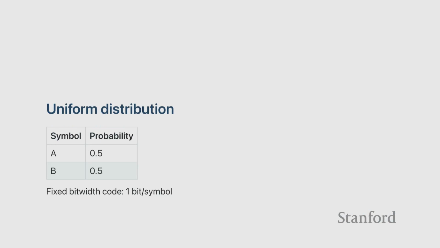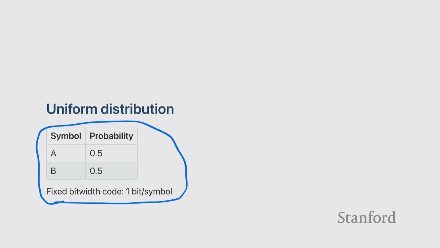So with this we already saw that if you have a uniform distribution, where each of these is equally likely, you spend 1 bit per symbol. This seems good. This seems optimal. We don't think there is any issue here, right? Obviously, if A and B are equally likely, you should need to use 1 bit per symbol.